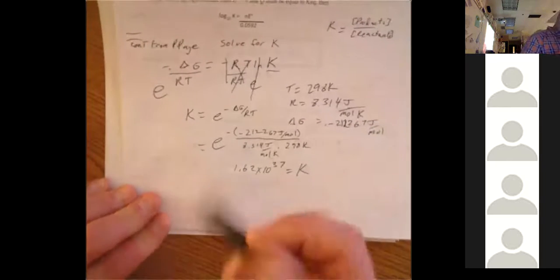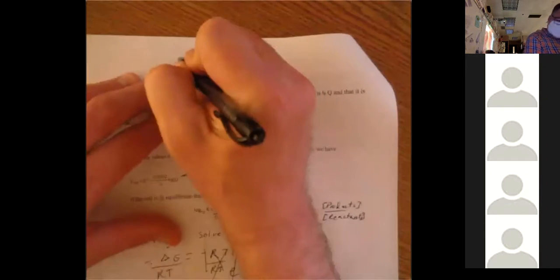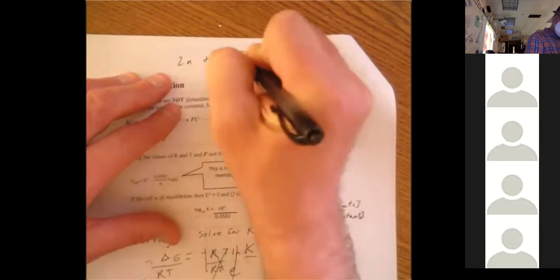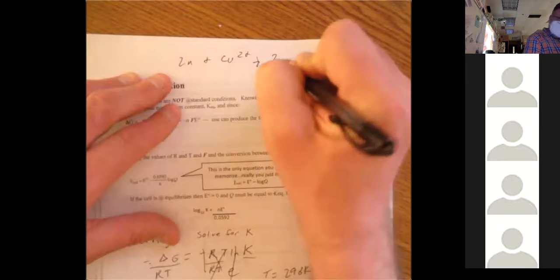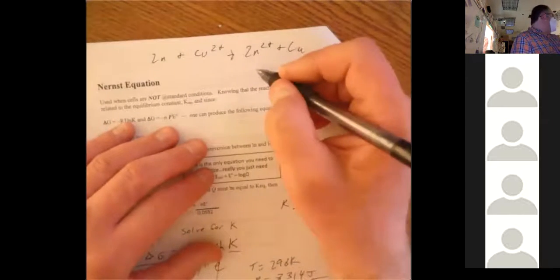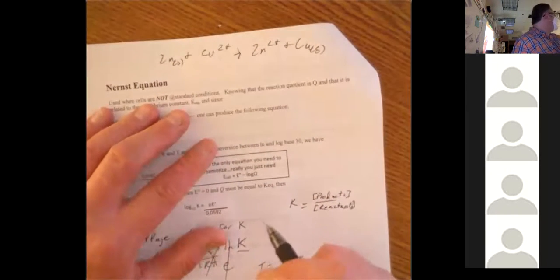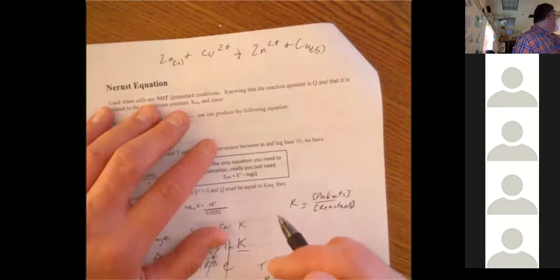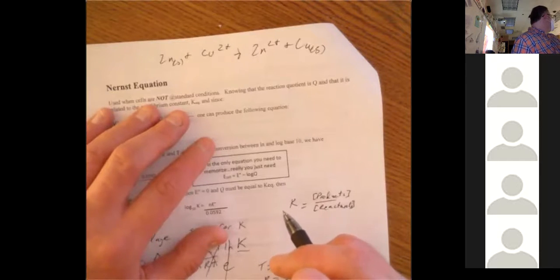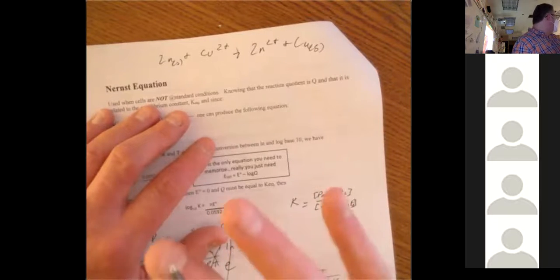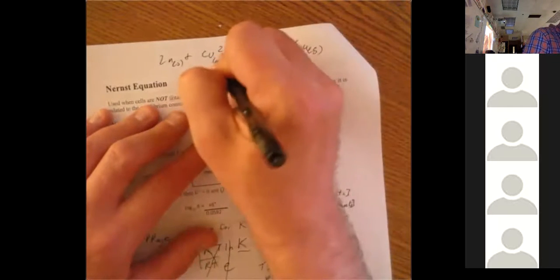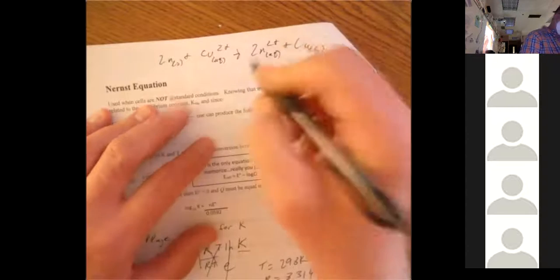Well, let's take a look. I'm going to put our formula back up here. Zinc plus copper 2 plus yields zinc 2 plus copper. What happens to zinc and copper? Are they in our K equation? No. Solids become what in the K equation? 1. So they're ignored for that K equation. So all we're worried about are these two guys right here.